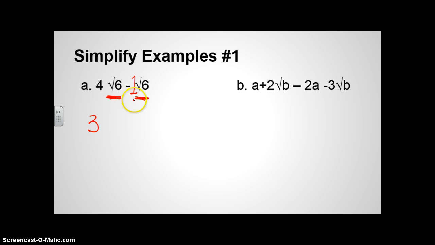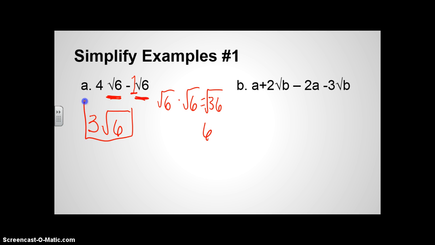And then combine the square root of 6. Think of it like this. The square root of 6 times the square root of 6 is going to give me 36, and to take the square root of 36, you just get 6. So we're just going to leave it as the square root of 6 here. And this is going to be my final answer, simplified, for A.